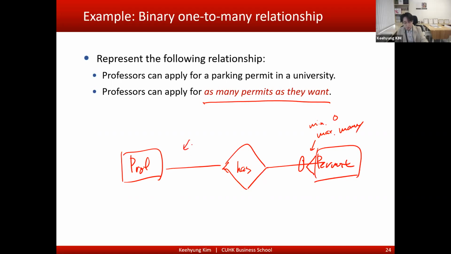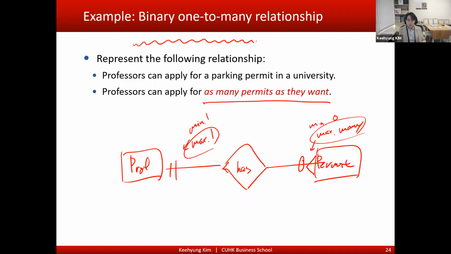And from the permit's perspective, it's still the same, right? If there's a permit issued, it should belong to at least one person. And maximum, it can be owned by only one person. So still minimum 1, maximum 1. In this case, if you look at the maximum cardinality of this relationship, it's 1 and many. So we call this a binary one-to-many relationship.